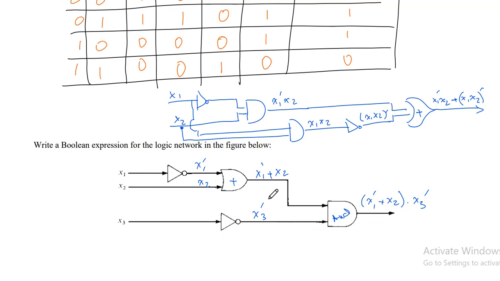And the next question: the logic network is given and the question is to write the Boolean expression. So you negate x1, use an OR gate, and then you negate x3 and use an AND gate. And here is the Boolean expression for this logic network. I hope this video is helpful.